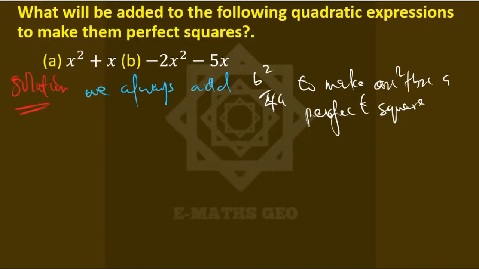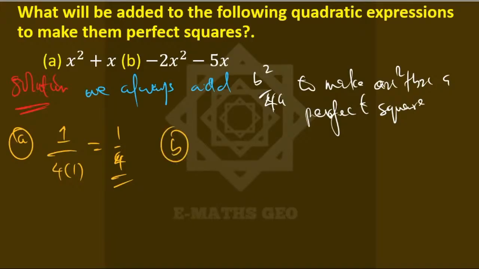So for the first one, what is a? And what is b? We have b squared, b is 1, the coefficient, over 4 times a, which is 1. So the answer is 1 over 4. That's it. They didn't ask for the resulting perfect square. For the second one, what is b? Minus 5, all squared, over 4 times, what is a? Minus 2. So we now have what?